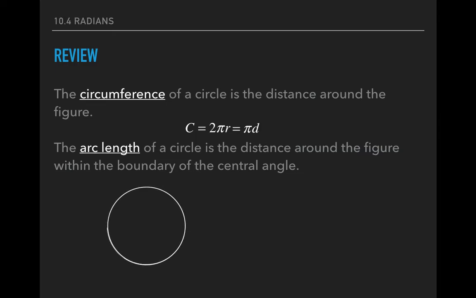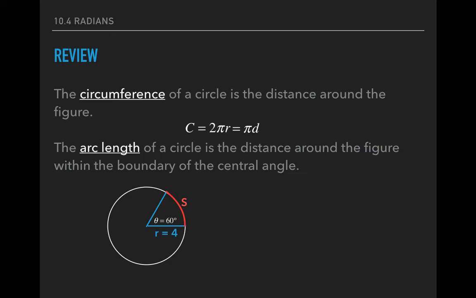So take for example this circle. The circumference would be all the way around it, whereas arc length would just be this red section here. That is where your central angle, the angle that's going from the center of your circle, where it intercepts your circumference. So we're looking to find S. S is your arc length here. Well, we can do this.